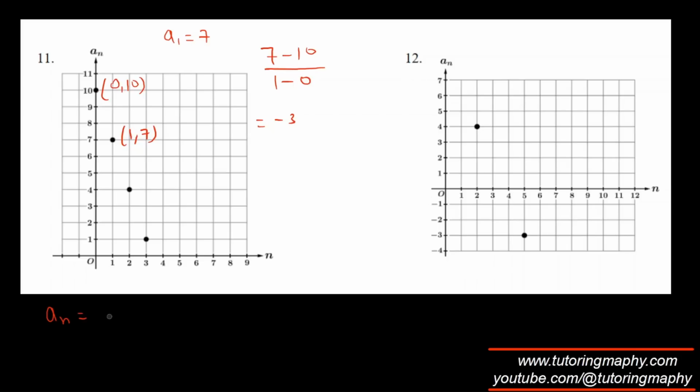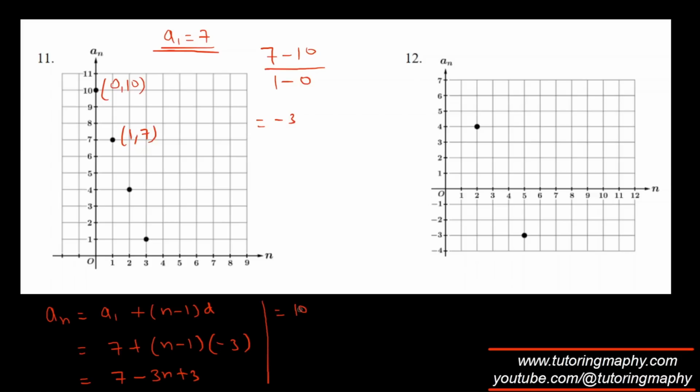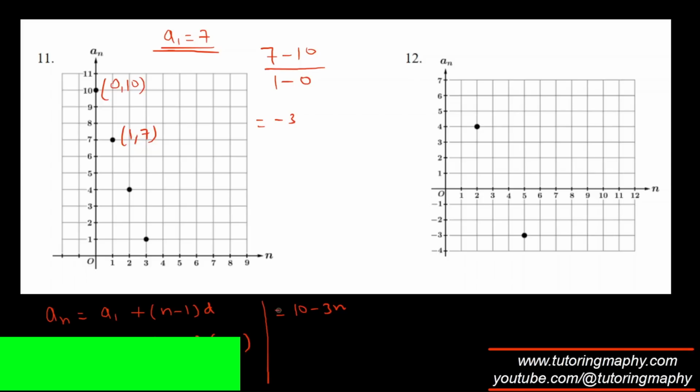So an will be equal to a1 plus n minus 1 times d. a1 is already 7. n minus 1, we don't know, and d is negative 3. So if we open this up, it will look like 7 minus 3n plus 3, which will become 10 minus 3n. So that's the a sub n. We need a11, of course.